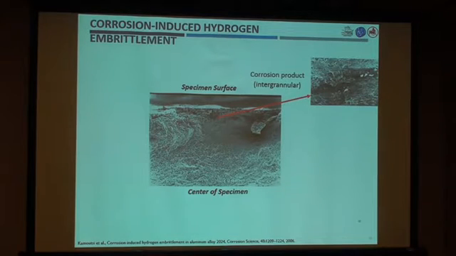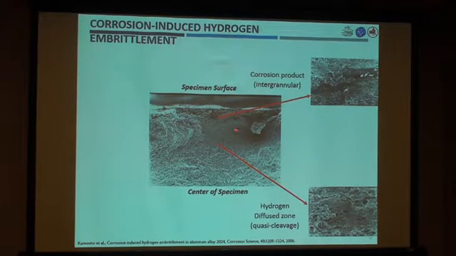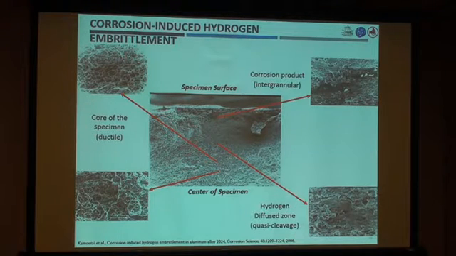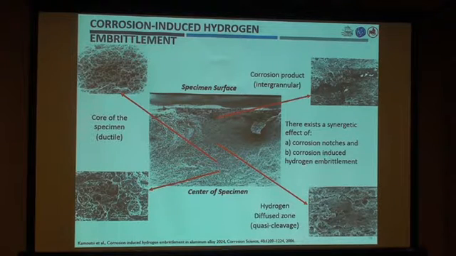You can see that, for example, here is a corrosion crack. Below the crack is the hydrogen diffusion. You can see some properties, fracture surfaces, and that the core is ductile. But here you can see that there is a synergistic effect of the notches and the corrosion-induced hydrogen embrittlement. In this case, we have selected a small exfoliation exposure time so as to eliminate this parameter of corrosion notches and just to relate our results with the hydrogen embrittlement effect.